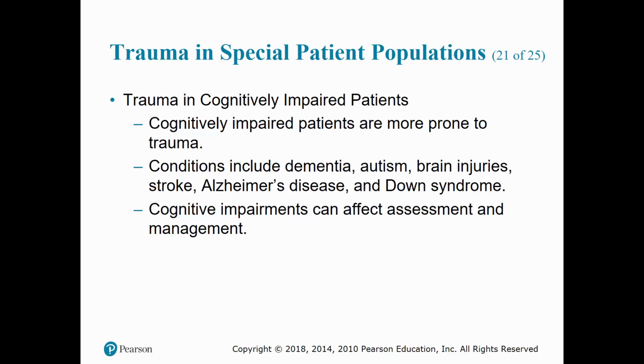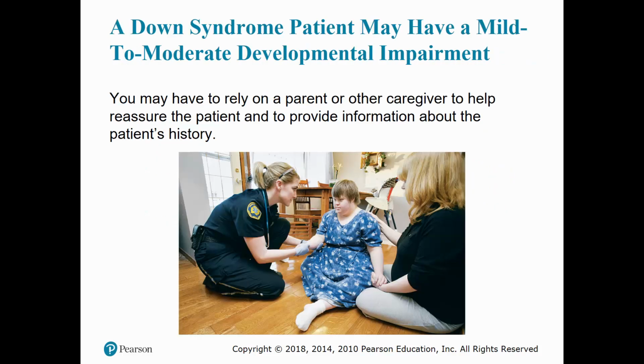Patients that have some type of cognitive impairment are also more subject to trauma. Conditions such as dementia, autism, Alzheimer's, Down syndrome, and stroke are all considered cognitive impairments, and these affect how we assess and manage the patients. It can be difficult at times to recognize patients with cognitive impairment when you begin your assessment. Some patients have no physical signs of their mental condition. With Down syndrome patients, they may have mild to moderate developmental impairment and may not be able to give you an accurate history. So we may have to rely on a parent or other caregiver to help reassure the patient and provide information about their history.